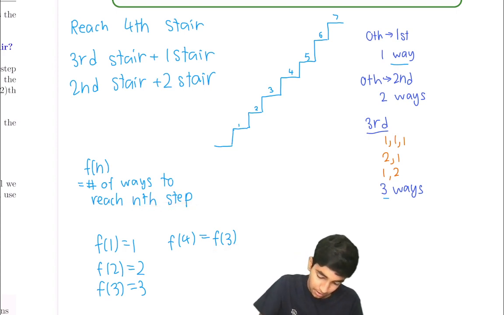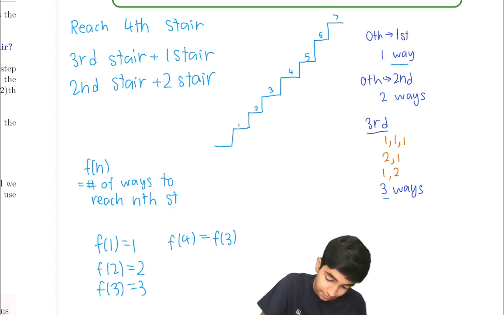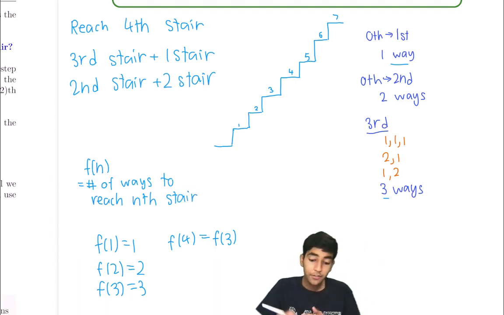Maybe I should write stair just to be clear here instead of step. So f of 3 ways to reach the third stair, and how many ways just to take a 1 stair hop? If you're on the third step, how many ways just to go 1 step up? That's just one way, right? There's only one way you can go 1 step up.